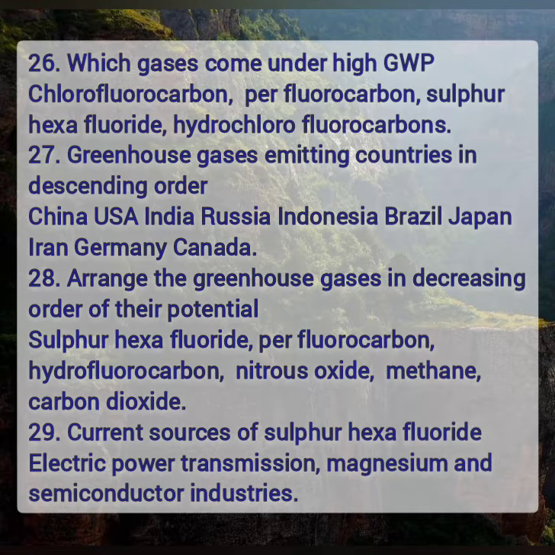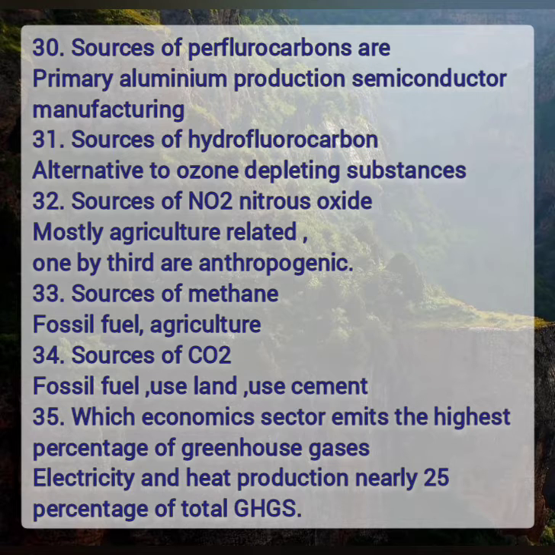Arrange the greenhouse gases in decreasing order of their potential: sulphur hexafluoride, perfluorocarbon, hydrofluorocarbon, nitrous oxide, methane, carbon dioxide. Current sources of sulphur hexafluoride: electric power transmission, magnesium, and semiconductor industries. Sources of perfluorocarbon are primary aluminum production and semiconductor manufacturing. Sources of hydrofluorocarbon: alternative to ozone depleting substances.